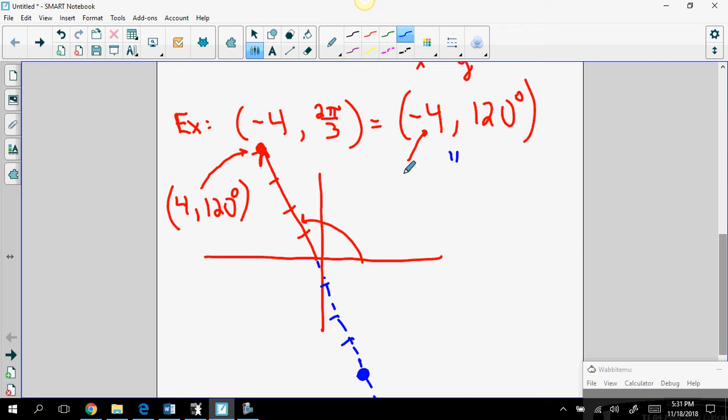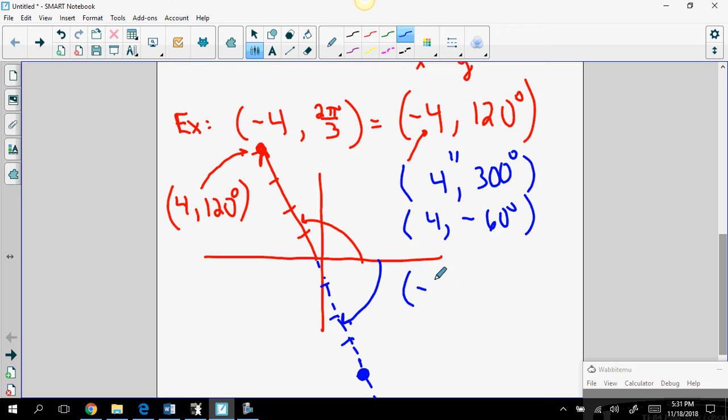So another name for this would actually be 4 with whatever this angle is. So 120 plus 180, 300 degrees. Now you can rename it again. Heck, you could go like this, for negative 60 degrees. Or you could do something really dumb and call it negative 4 and just add 360 to that, 480. So it has like a billion names, but it's how you plot points.